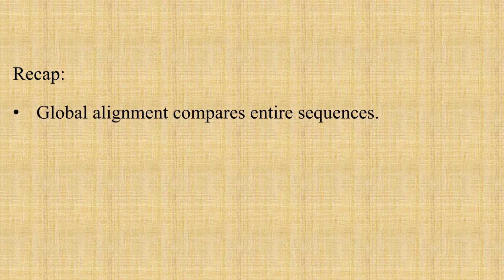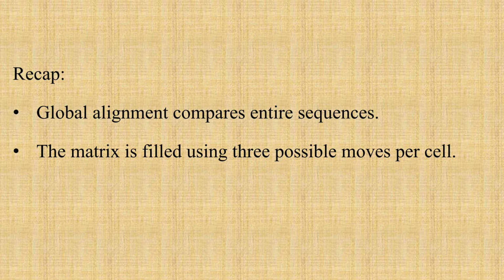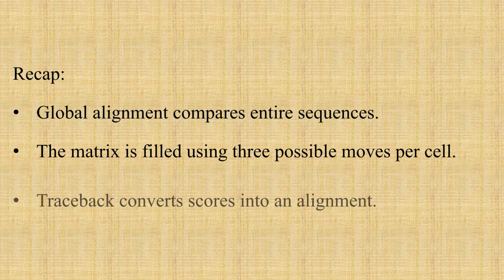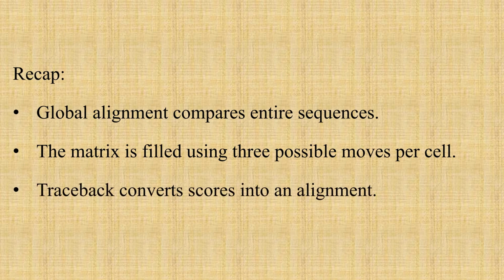In recap, global alignment compares sequences end to end. The matrix is filled using three possible moves per cell. Traceback converts the matrix into a meaningful biological alignment. If you understand matrix filling and traceback, you understand global sequence alignment.